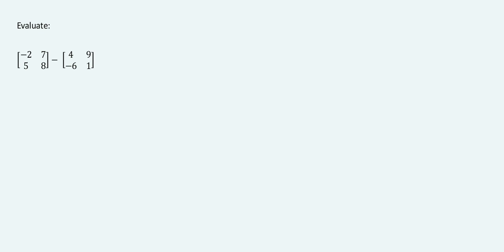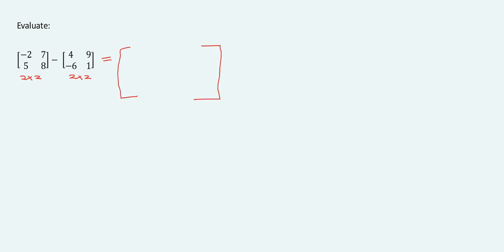Let's go ahead and subtract some matrices. So the first thing we're going to look at is the number of rows and columns. Here we have 2 rows by 2 columns in this one, 2 rows by 2 columns. So these matrices are candidates for subtraction. Let's go ahead and walk through it.